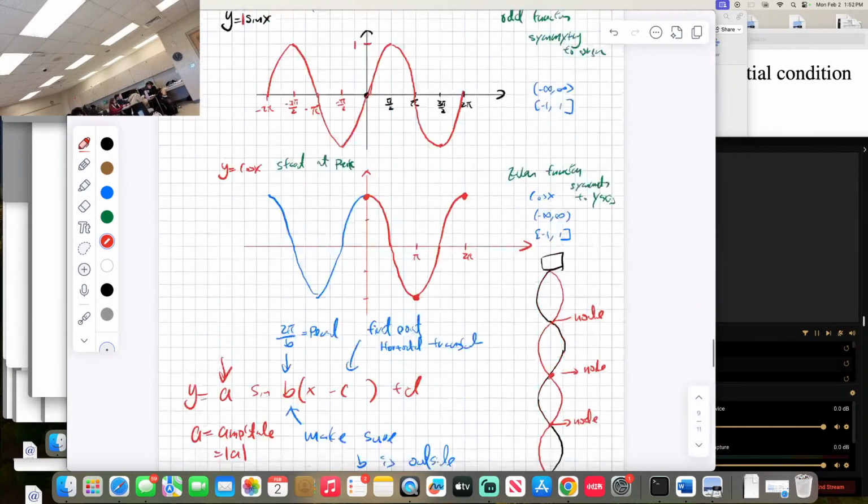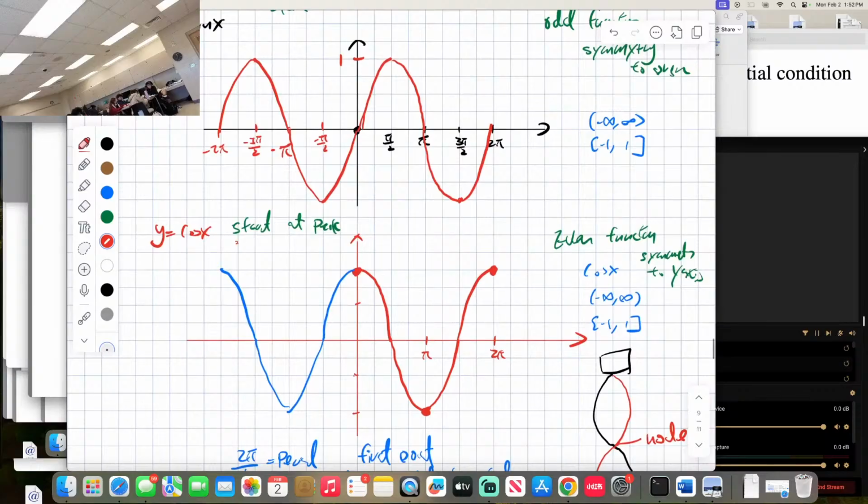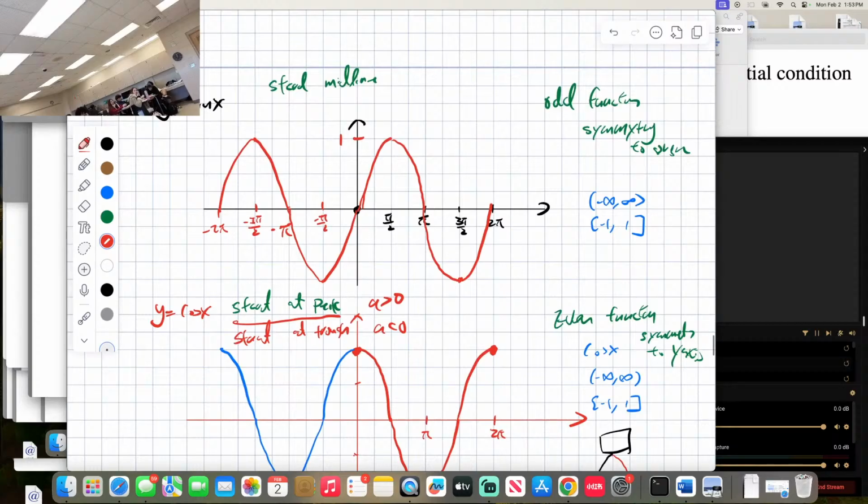Now let's go back to the cosine graph here. Cosine starts at peak, right? If A is greater than 0. What happens if you start at trough? When A is less than 0. So in this case, this is here. So starting at midline, if A is greater than 0, go up. If A is less than 0, it's going to go down. So that depends on the A value. The A value tells you where you're going to start as well.